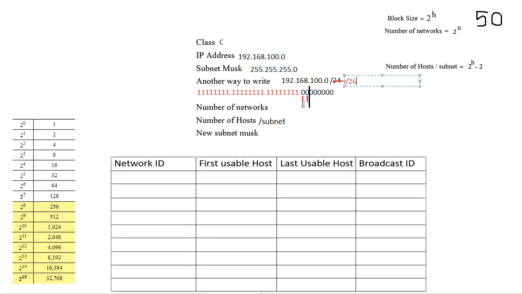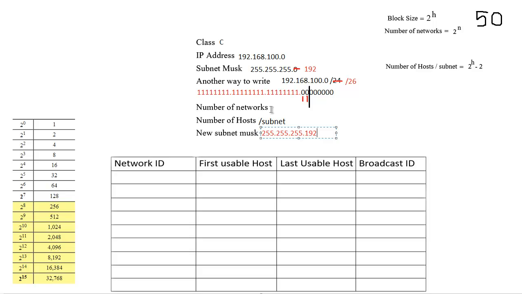This is 128, and this bit's decimal value is 64. If we add 128 plus 64 it is equal to 192. So this 0 will change into 192. So our new subnet mask is 255.255.255.192.